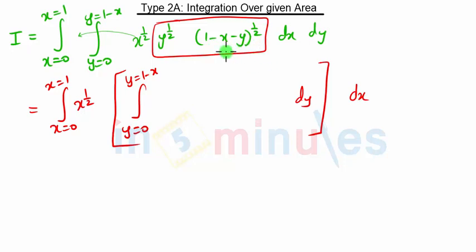If you see here, we have this integration of y raised to half, (1 minus x minus y) raised to half. So this term is matching with some standard form. This term is nothing but y raised to half, (1 minus x minus y) the whole raised to half. X is constant, so 1 minus x is nothing but a constant.